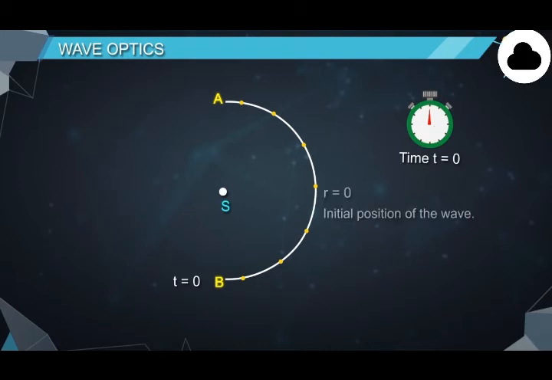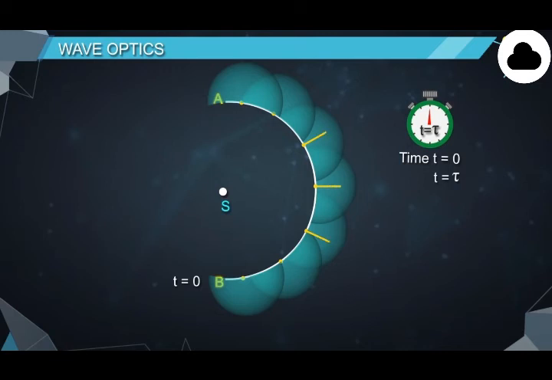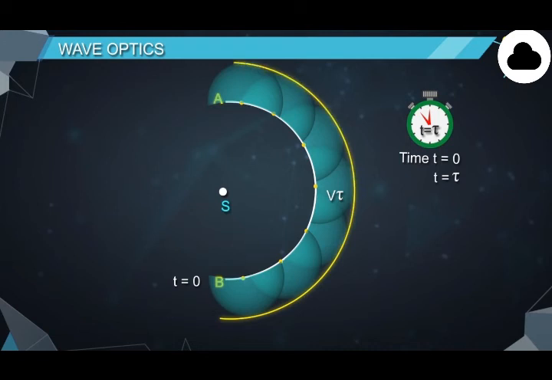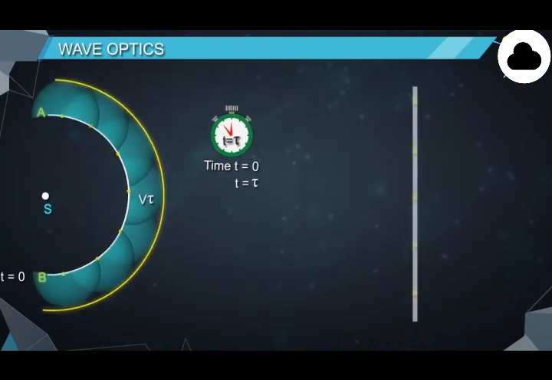When the time t is equal to tau, where tau is any random time value, the radius of the secondary wavelets will be equal to v times tau, and this will be the new position of the wave. In a similar manner, we can determine the shape of the wavefront of a plane wave going through a medium in the forward direction.